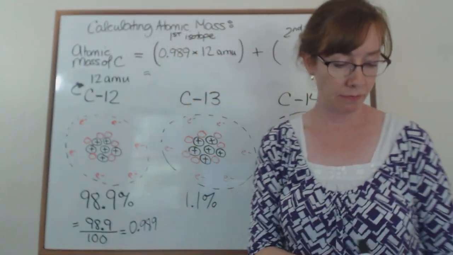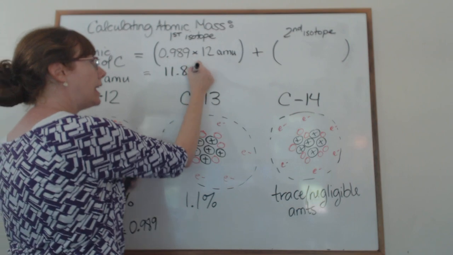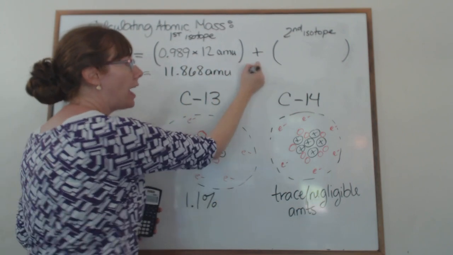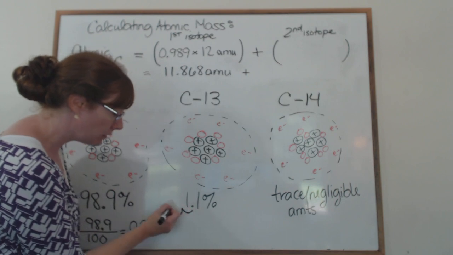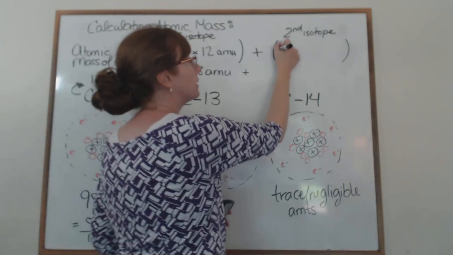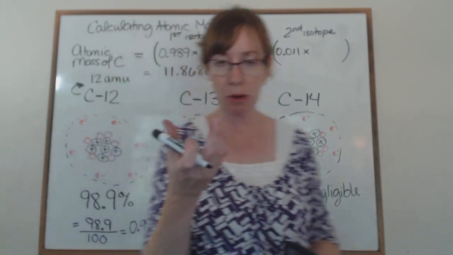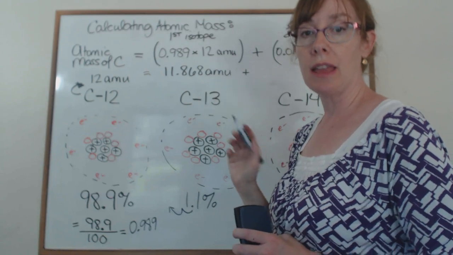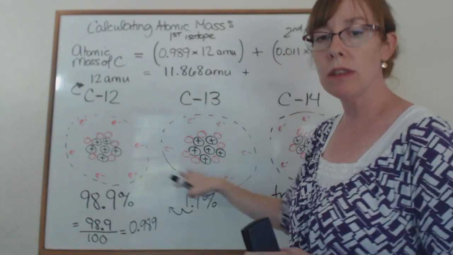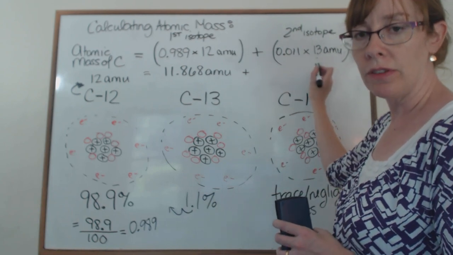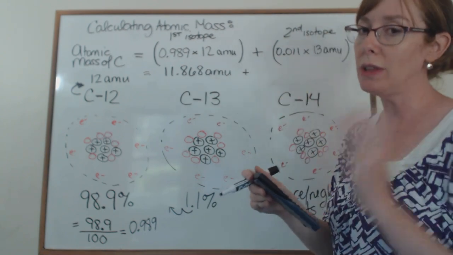So let's go ahead and get that number. So 0.989 times how much it actually weighs, which is 12. And that gets me 11.868 AMUs. And to that, I'm going to add the contribution to the weighted average of the second isotope. So once again, 1.1%, but move the decimal place over two spots because you're dividing it by 100 if it's a percentage. So that's 0.011 times its mass, which, unless we're given a very specific number, you can just assume would weigh 13 AMUs. Because remember, each proton and neutron weighs about one, so this would weigh about 13 AMUs. And it's close enough for this type of question. If you're given the actual mass, use the actual mass. You'll see as you're doing your reading and your practice questions, they do that sometimes.